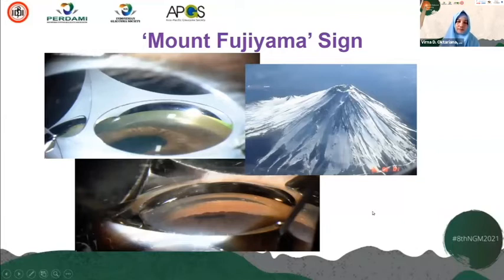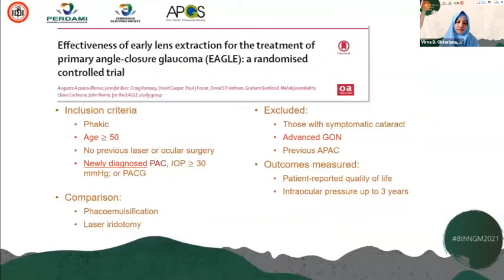And this also just suggests to us that the lens may be a very important mechanism leading to shallow anterior chamber and angle closure in this particular eye. Now, while on the topic of lens extraction and angle closure, we would have to talk about the EAGLE study.